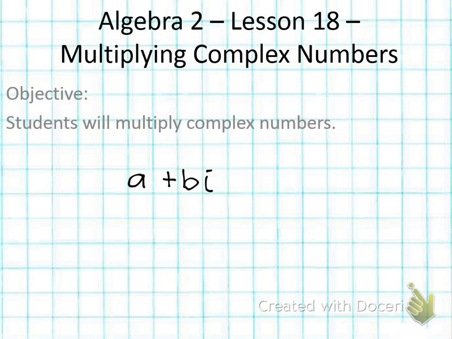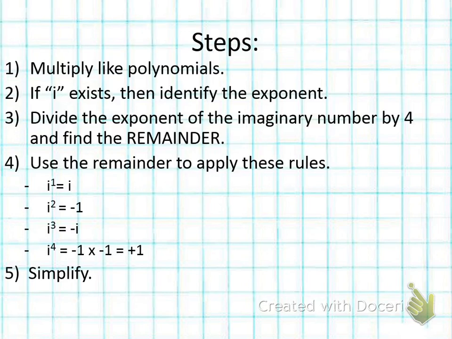So these are the steps for today. Multiply like polynomials. If i exists, then identify the exponent. Divide the exponent of the imaginary number by 4 to find the remainder. Use the remainder to apply these rules. i to the first power is just i.